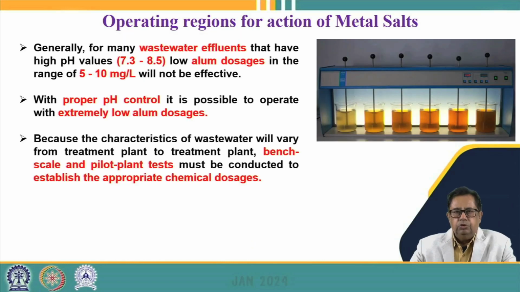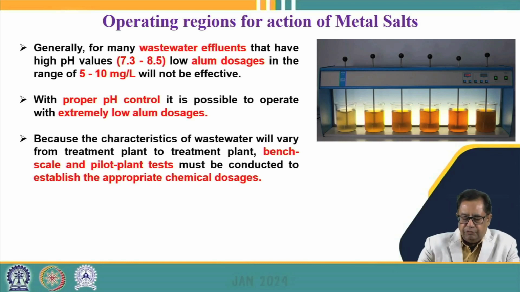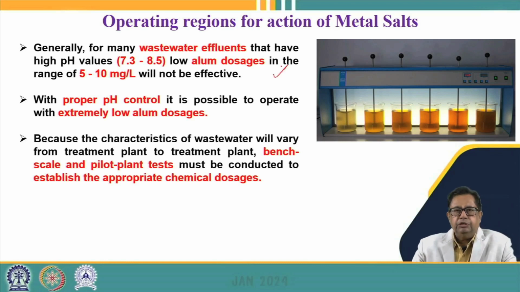Generally, wastewater effluents have high pH values, nearly between 7.3 and 8.5. If we add low doses of alum, for example 5 to 10 milligrams per liter, it will not be effective. When the pH is high, we have already seen that sweep flocculation comes into the picture, which requires a higher dosage of alum to be added in the wastewater treatment.